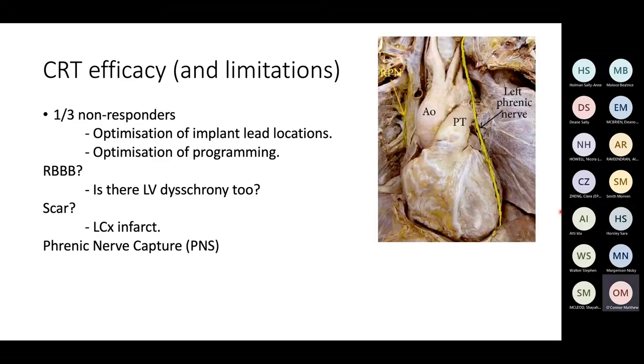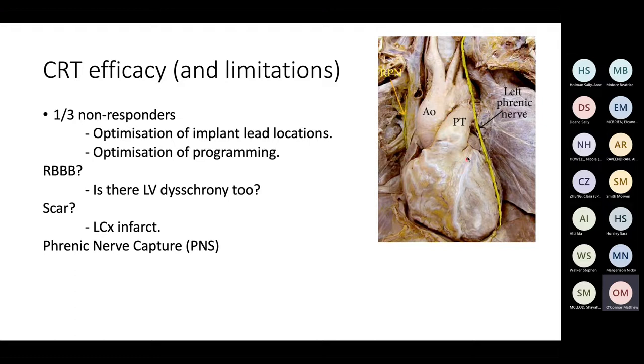Phrenic nerve capture is another real downfall of these left ventricular leads. So this is somebody's chest being open, so you're staring at it from essentially the sternum, which has been taken out of the way. These yellow guys coming down here are the phrenic nerves. There's one on the right-hand side, which runs just over your sinus node, pretty much. And one on the left-hand side.